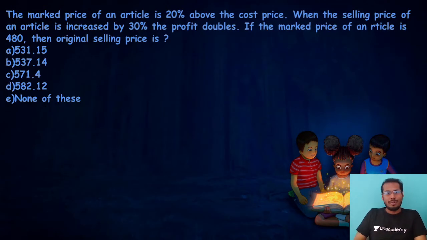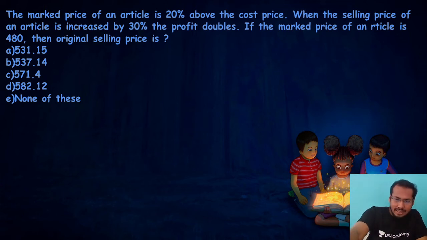And one more problem. The market price of an article is 20 percentage above the cost price. When the selling price of an article is increased by 30 percentage, the profit doubles. If the market price of an article is 480, then the original price is? So just write what they are saying, you will get the answer.